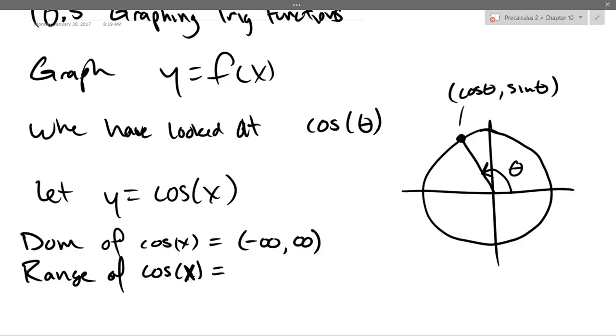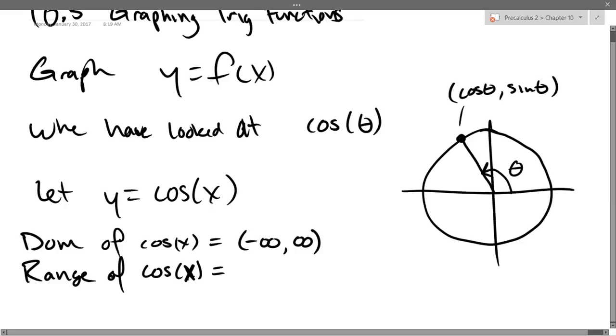Negative 1. You can think 0, but the smallest negative value you could say is negative 1. Negatives are hard to talk about with big and small because of the way we think about big and small. So our range, you can go anywhere from negative 1 to positive 1. And of course, you can hit those two values because they'll be right there. Those are the left and right ends of the unit circle. You can actually hit negative 1 and positive 1.